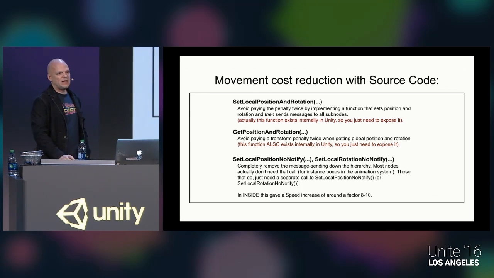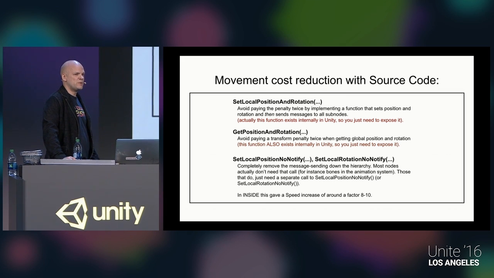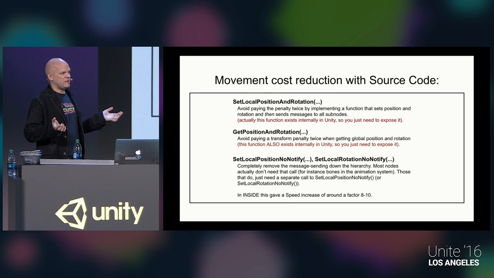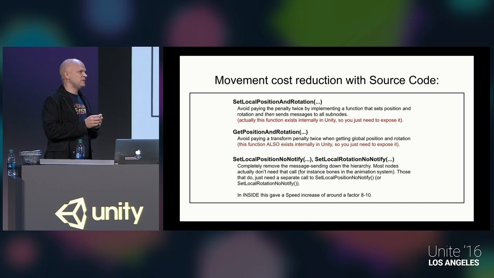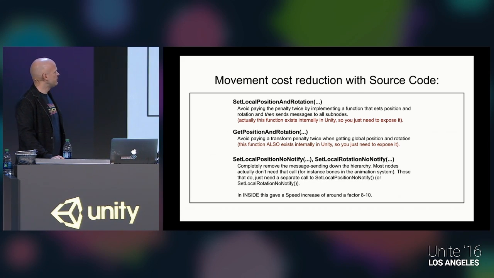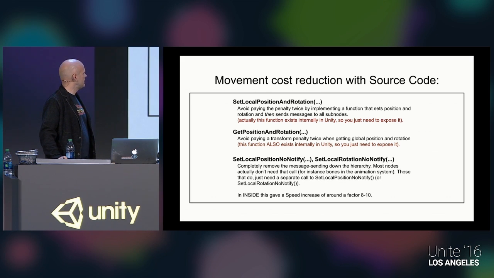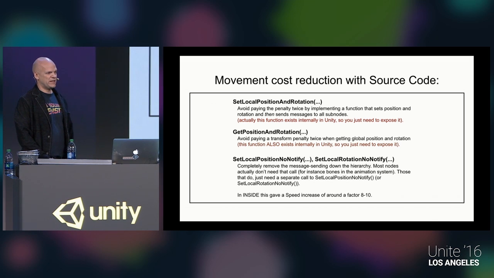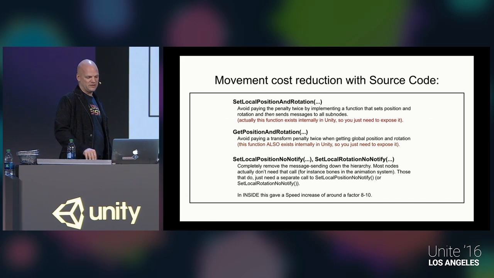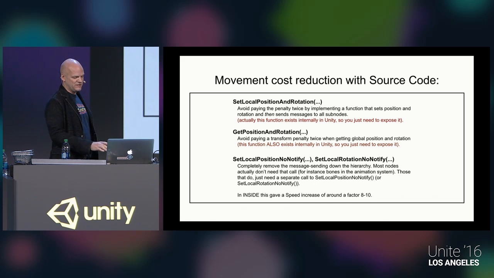And then the last one here, that function doesn't exist. We made a function where we just don't pay the penalty. We don't tell the subnodes that the root node has been changed. The problem is that they need to know, because otherwise they won't be moved. But if you have, for instance, an animation running on your character, which you almost always have, that animation will make sure that the nodes are being touched eventually. So inside, we just moved the character and did not tell the nodes that they were moved, and then the animation system told for us. So we got completely rid of that penalty for moving the character, which gave a speed increase of a factor 8 to 10 from moving characters that way. So that's also a function that I think could be cool to have, so you can control this and not get the speed penalty unless you actually need it.